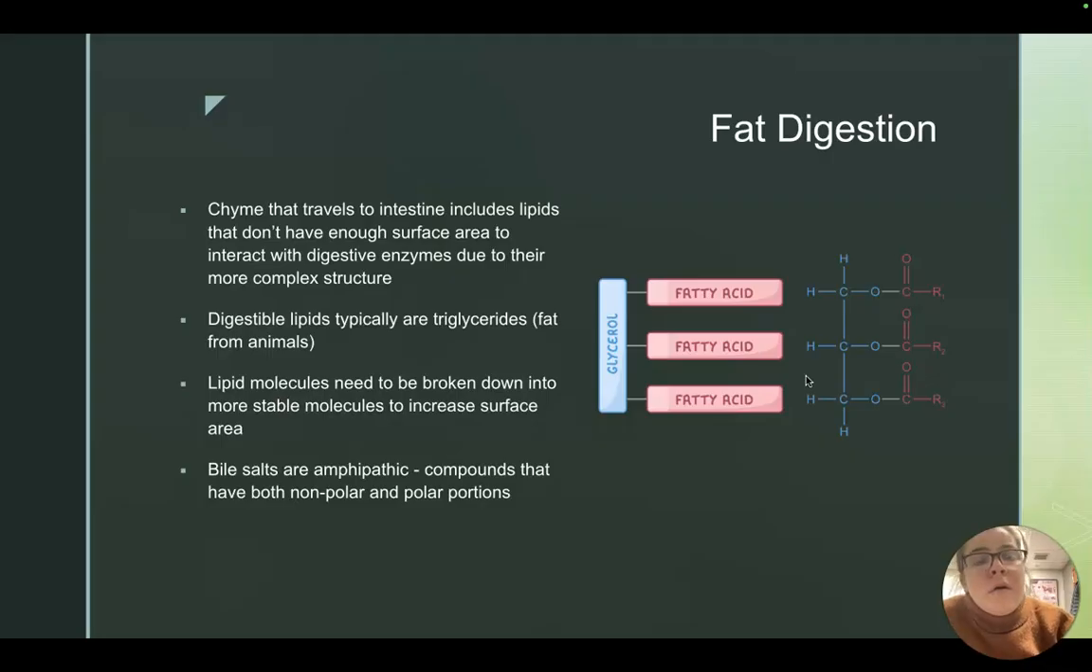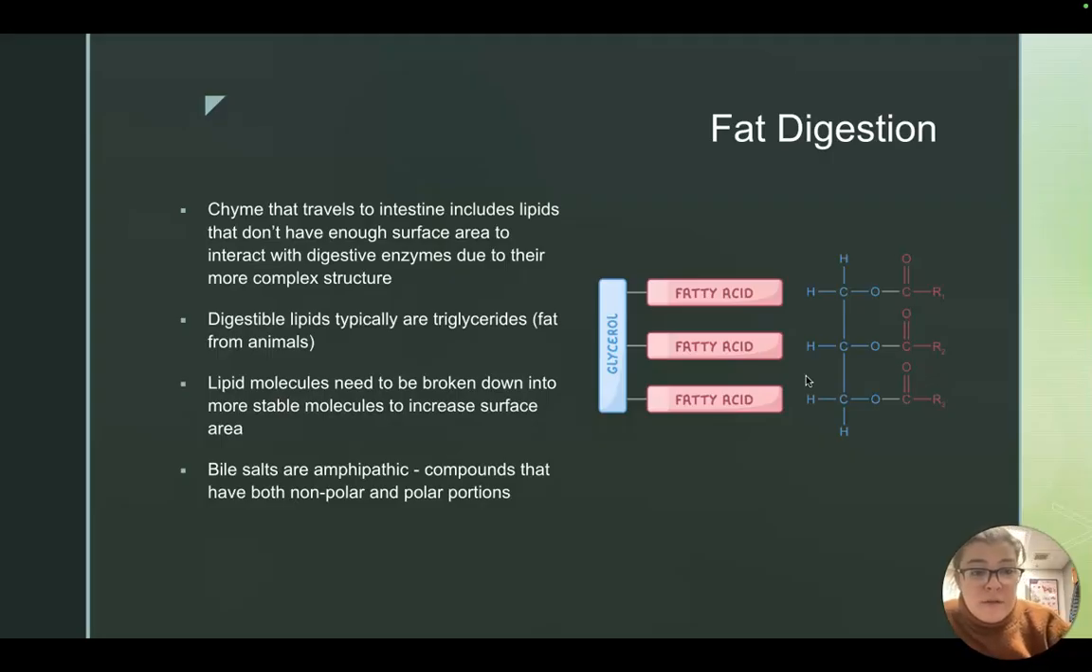Now, in terms of the more mechanical components of digestion, the food that is traveling to the intestine includes lipids that don't really have enough surface area to interact with the enzymes that basically allow for digestion. And this is because of their chemical structure.